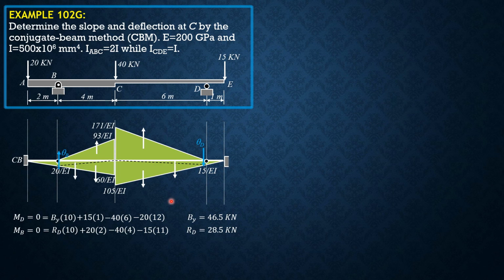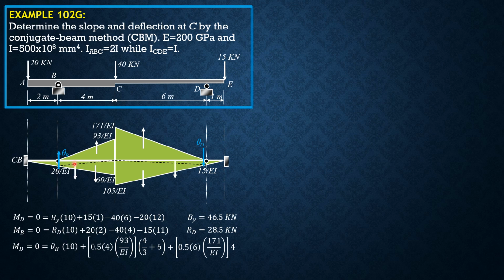So summation forces Y for the portion BD is 0. Sorry, summation moment D equals 0. To solve for theta B, there are two unknowns, so we use the equilibrium equation, summation moment D equals 0. So theta B times 10 equals theta B times 10 plus this area, which is 0.5 of 4 times 93 over EI. The moment arm is 4/3 plus 6. Plus this area, moment of this area, 0.5 of 6 times 171 over EI. The moment arm is 2/3 of 6, or 4.